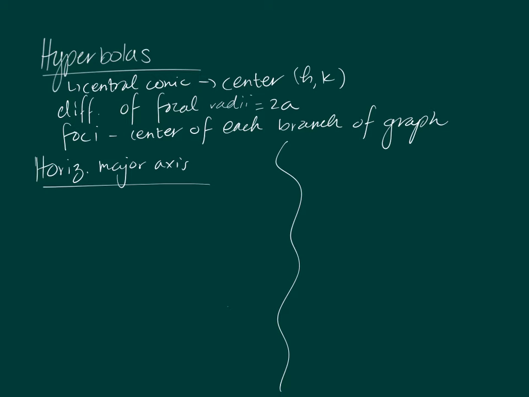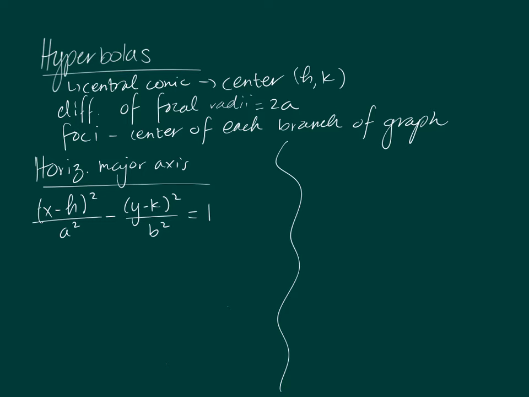So for horizontal major axis, the equation is given as (x minus h) squared over a squared minus (y minus k) squared over b squared equals 1. So the big difference between ellipses and hyperbolas is the sign. Some of you got that confused in your quiz. One has negative, one has positive. Positive goes to the ellipse. It has a p in it, all right? And negatives go with hyperbolas.